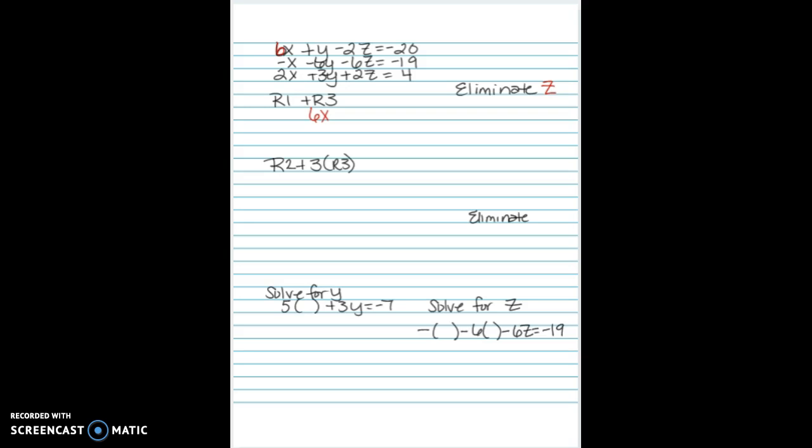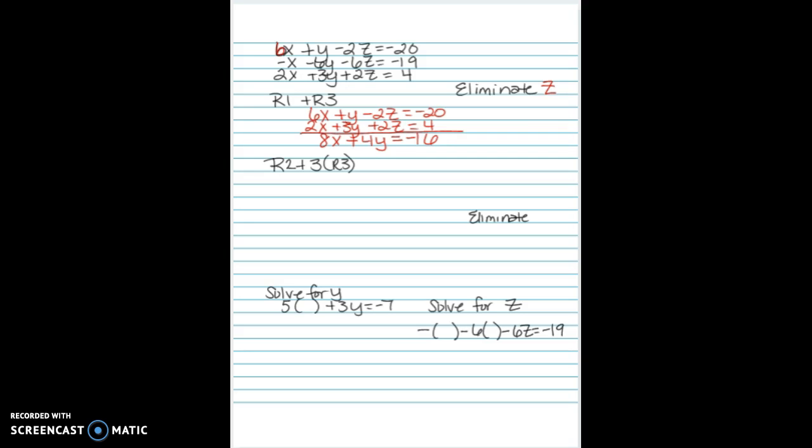So row 1, 6x plus y minus 2z equals negative 20, plus row 3, 2x plus 3y plus 2z equals 4. I'm going to add the two equations together. 6x plus 2x, 8x. y plus 3y, 4y. Negative 2z plus 2z cancels. Negative 20 plus 4, negative 16.